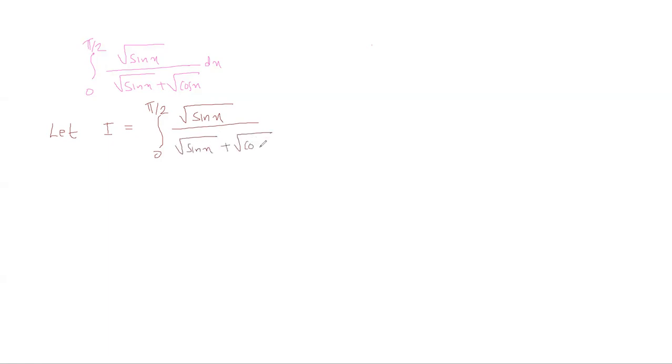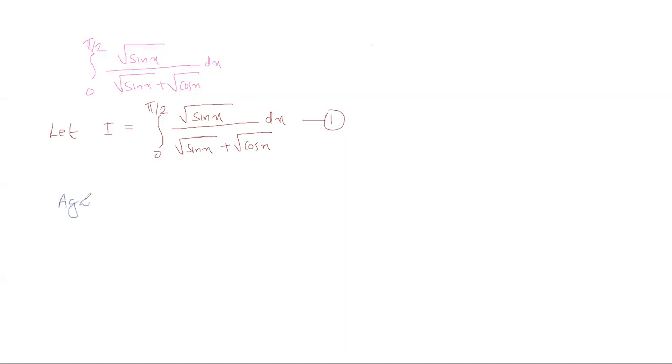So we will do one more question of that type. You can see that. Okay, integral 0 to pi by 2 root sin x divided by root sin x plus root cos x dx. Let this be equal to I. Let I is equal to integral 0 to pi by 2 root sin x divided by root sin x plus root cos x dx. Call this equation 1.